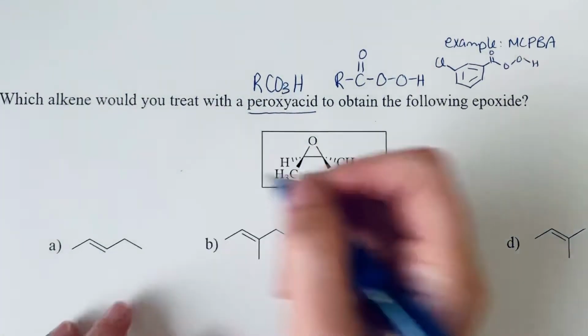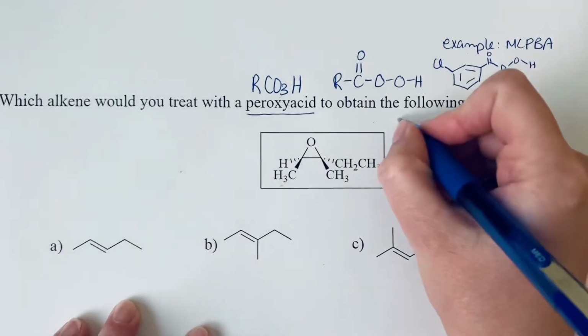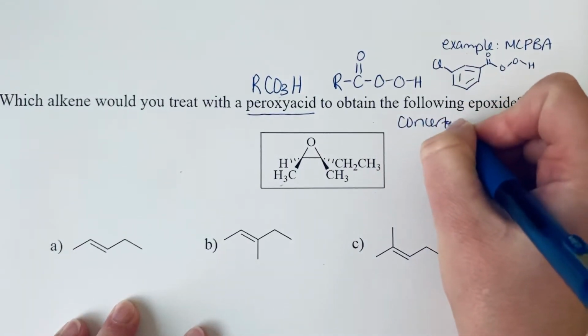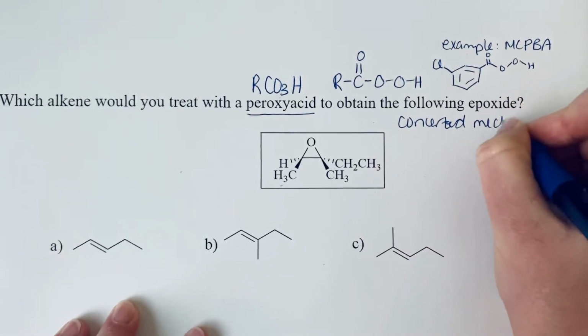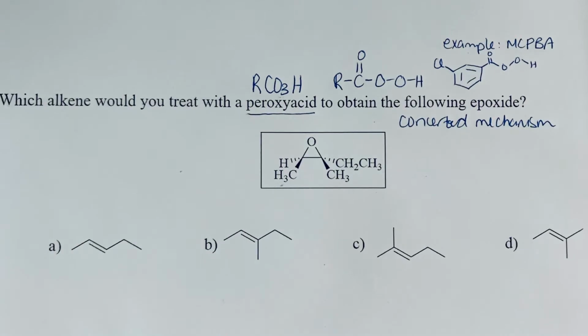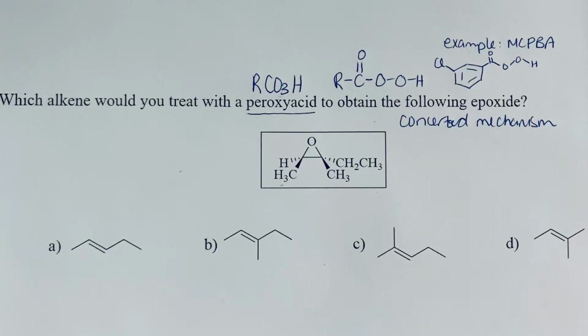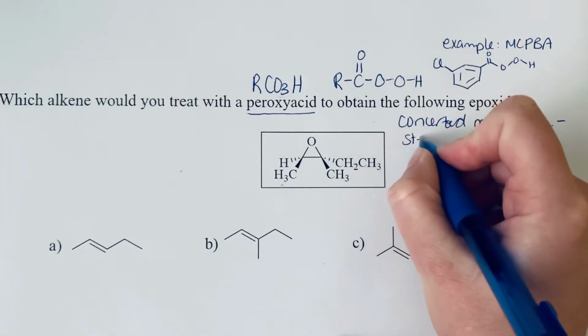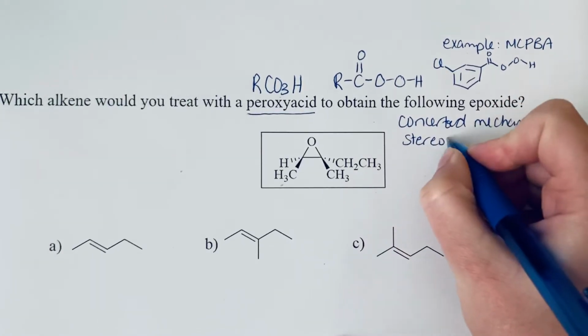And so the reaction mechanism when you do this is concerted. So it is a concerted mechanism, which means it takes place all in one step. And although we don't need to know the mechanism, knowing that it's concerted and it takes place in one step tells us one really key thing, that the stereochemistry of the alkene is conserved.